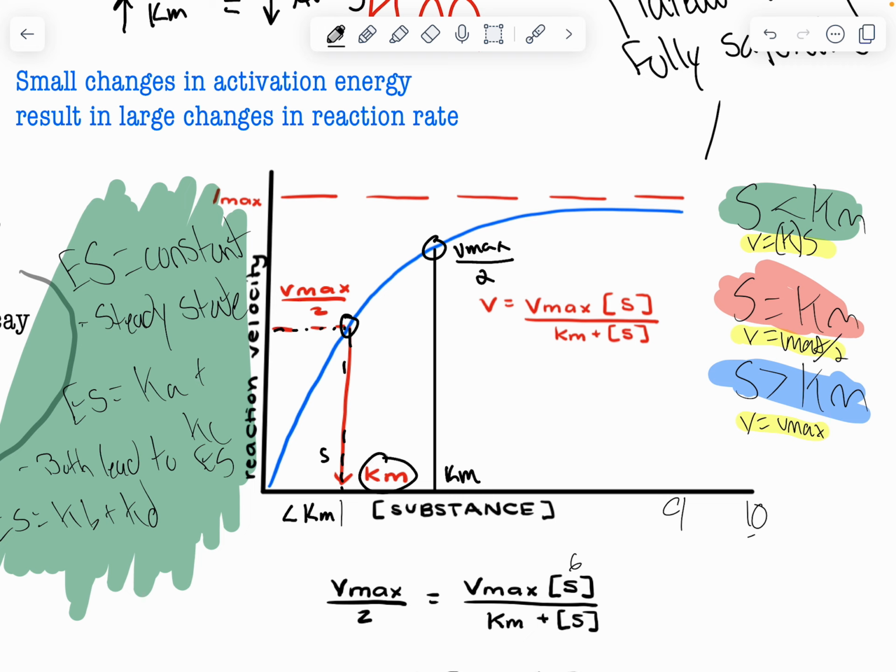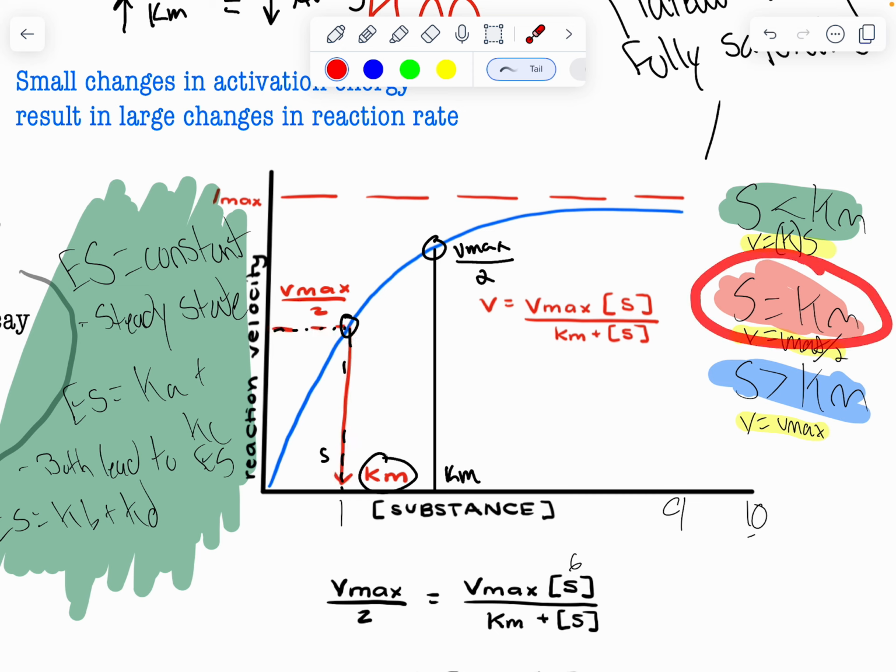So do a quick refresher. Anything less than Km, our reaction velocity is going to be determined by the concentration that we have of a substrate. The more substrate we put in, the quicker our reaction velocity is going to get. Then, once our substrate level is equal to Km, we know we have reached half of our maximum velocity, no matter what, Vmax divided by 2. Anytime our substrate level is equal to Km, our velocity is always going to be Vmax divided by 2.